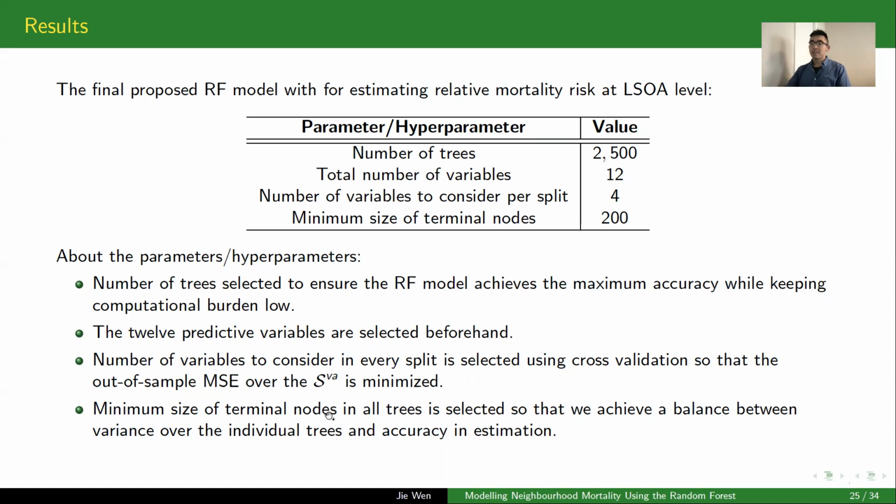The minimum size of terminal node in all trees is selected so that we achieve a balance between the variance over the individual trees and accuracy in the estimation. So again, it's about the bias and variance trade-off, which is a quite important concept for all non-parametric models. Again, there are a lot of textbooks and materials online, but feel free to email me anytime if you want to discuss any of these technical details.